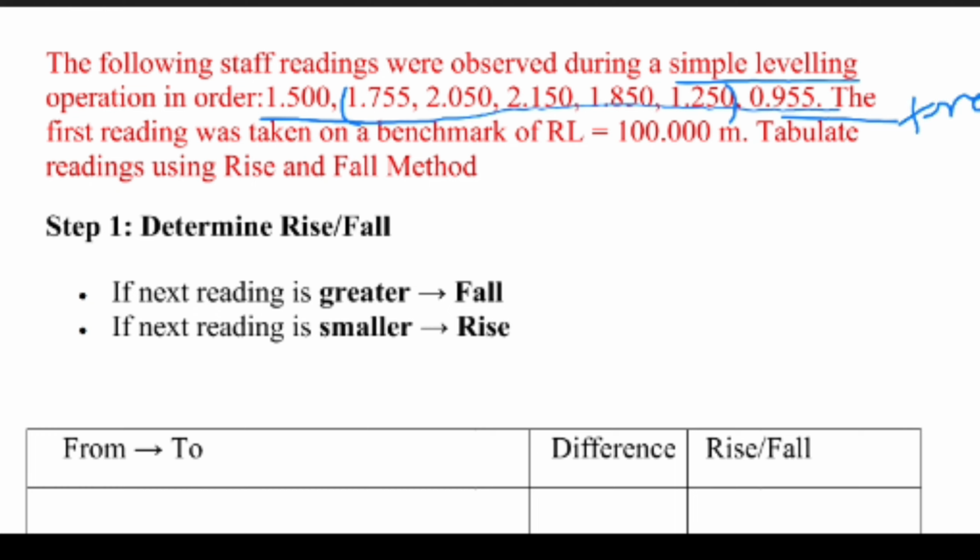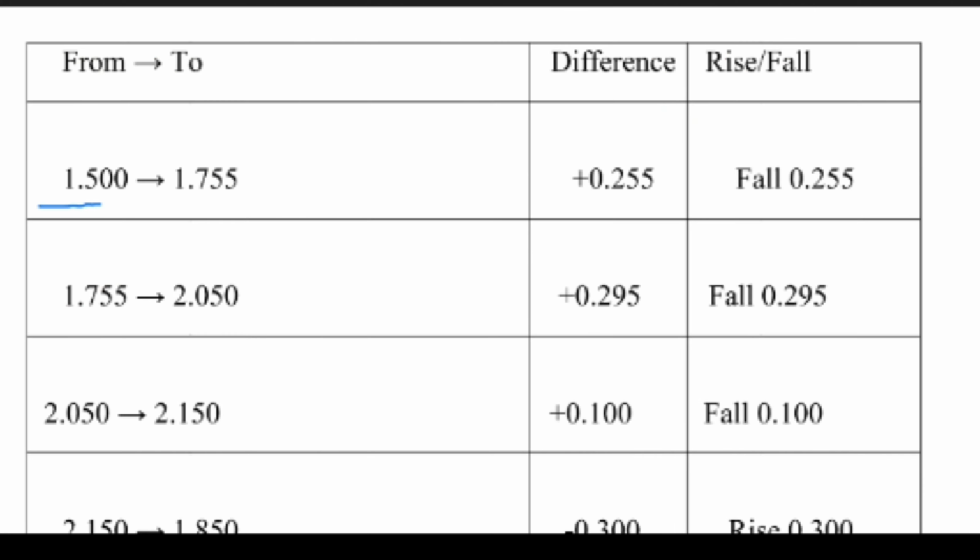The benchmark is given, and we have to calculate by the rise and fall method. In the rise and fall method, if the reading is greater, it becomes a fall. If the reading is smaller, it becomes a rise. First you have to find out which is rise and which is fall. Here, the difference between the first reading and second reading is 0.255. It is greater, that's why I have written fall. The difference between these two readings is 0.295. It is greater, so they have written fall.